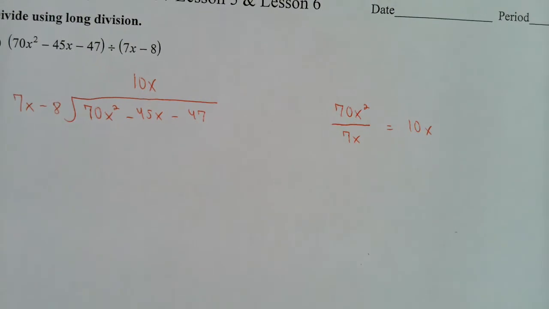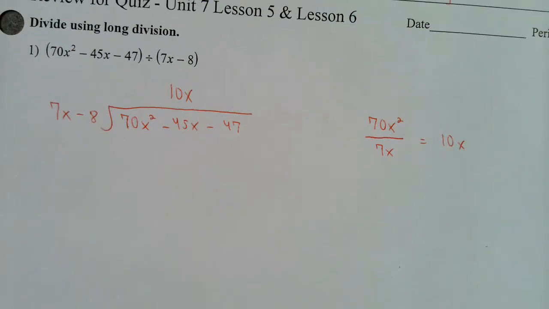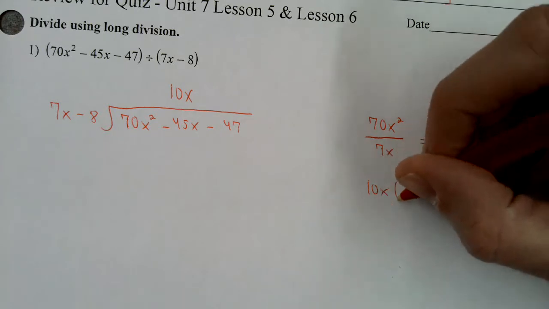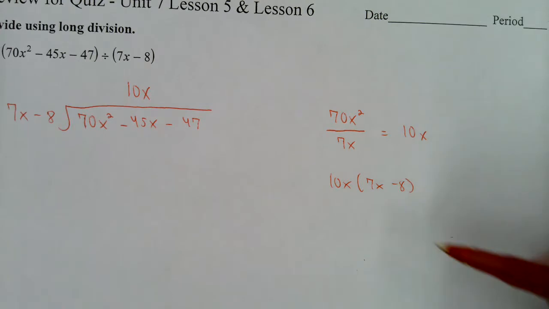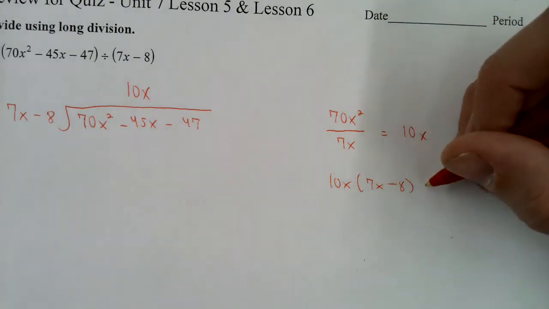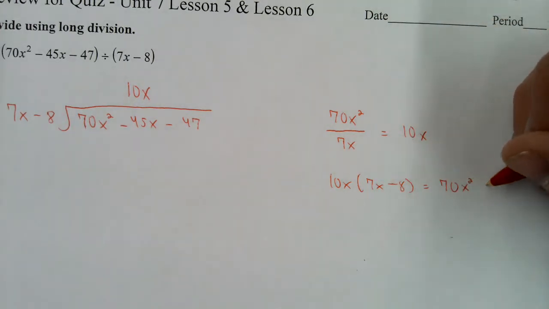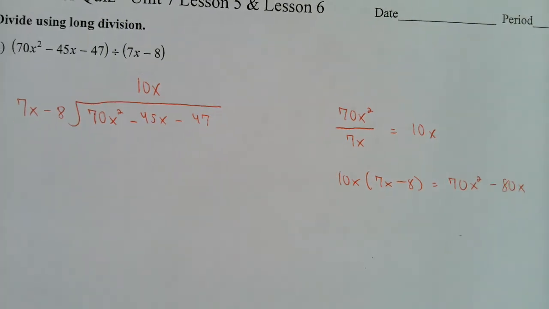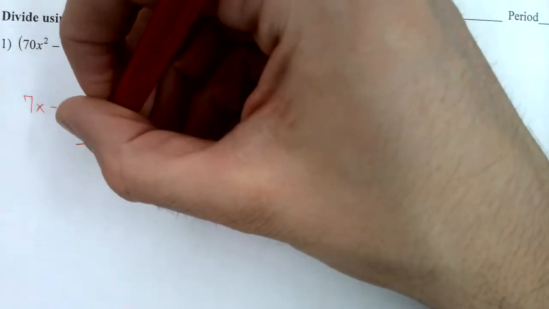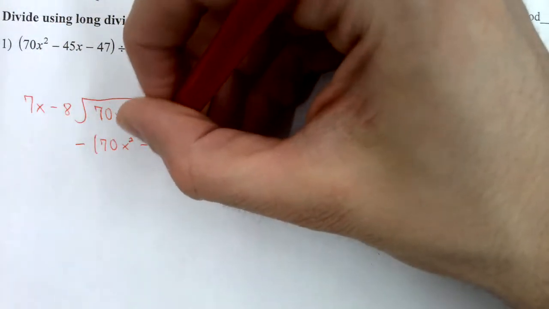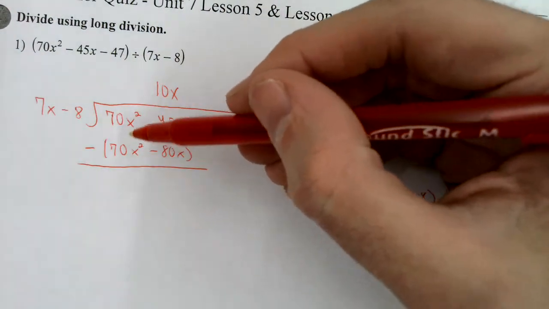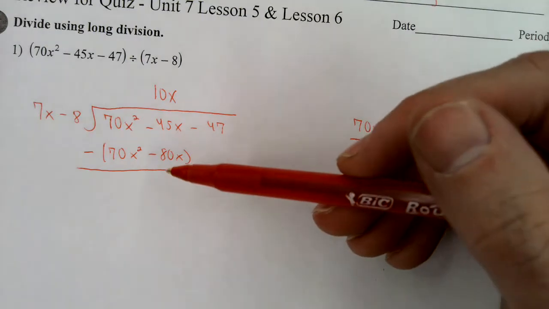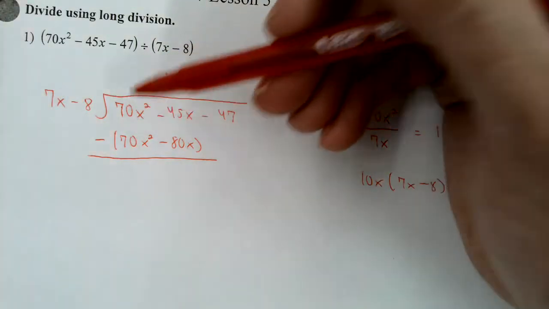10x goes right there. And then remember, you're going to subtract out that 10x times the divisor. So do that off to the side if you need to. 10x times 7x minus 8 equals 70x squared minus 80x. So that's what we're going to subtract. Now remember, the first term should always subtract out and become 0. Otherwise, you'll be here just repeating this all day long. The first term should always subtract out.